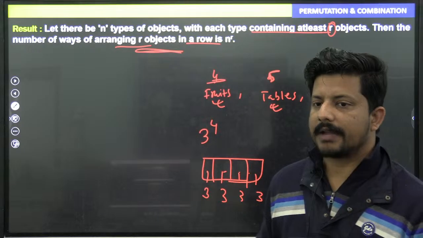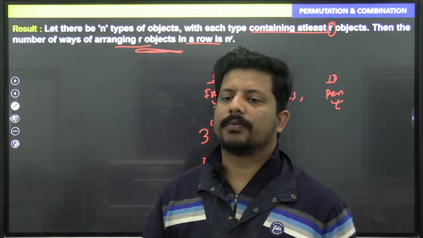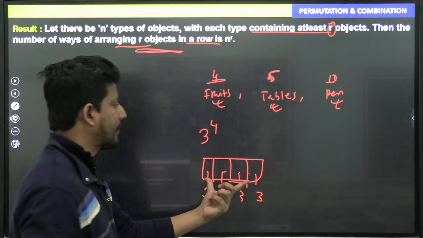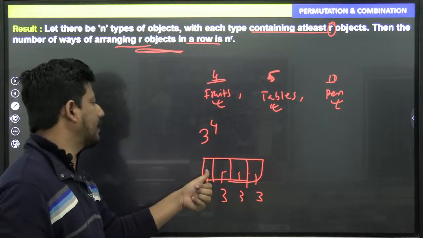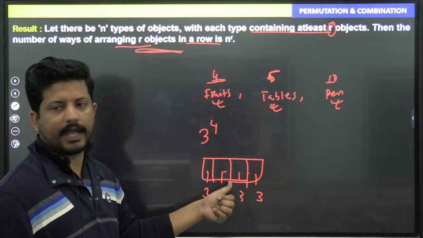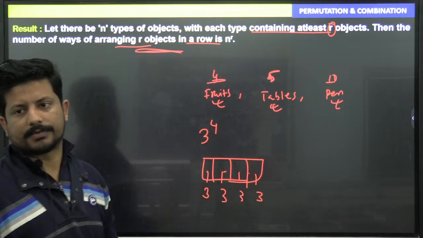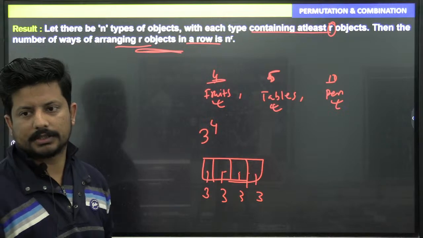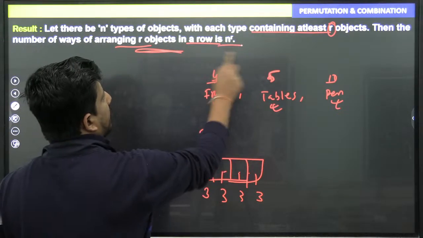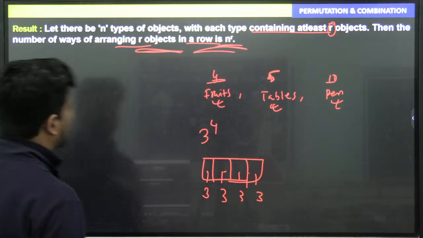And why is that n power r? Because you can see that if we want to fill these 4 boxes, here we have 3 options, here we have 3 options, here also 3 options, here also 3 options. Hope you are getting my points. So this is n power r.